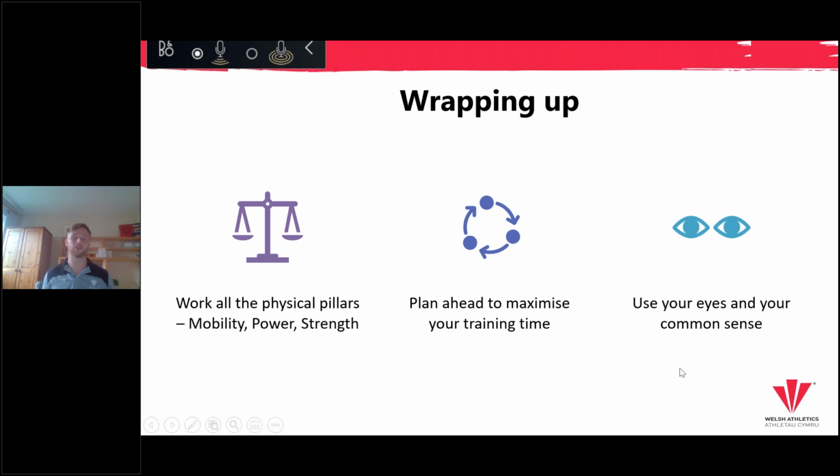And you don't need massive amounts of physical preparation. It doesn't need to be an hour long gym session. You can do a lot with 10 minutes.